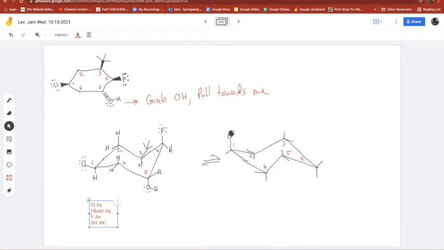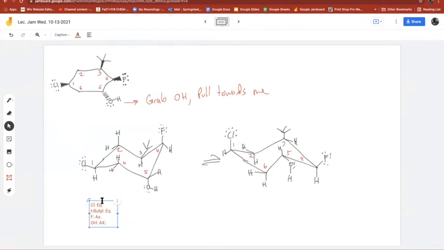Carbon 1 has a chlorine. It still should be up. Now it's just axial up. 2, hydrogens. 3, tert-butyl, axial up, hydrogen down. 4, fluorine up, equatorial now. Down. 5, the alcohol still has to point down. 6 is hydrogens, good.